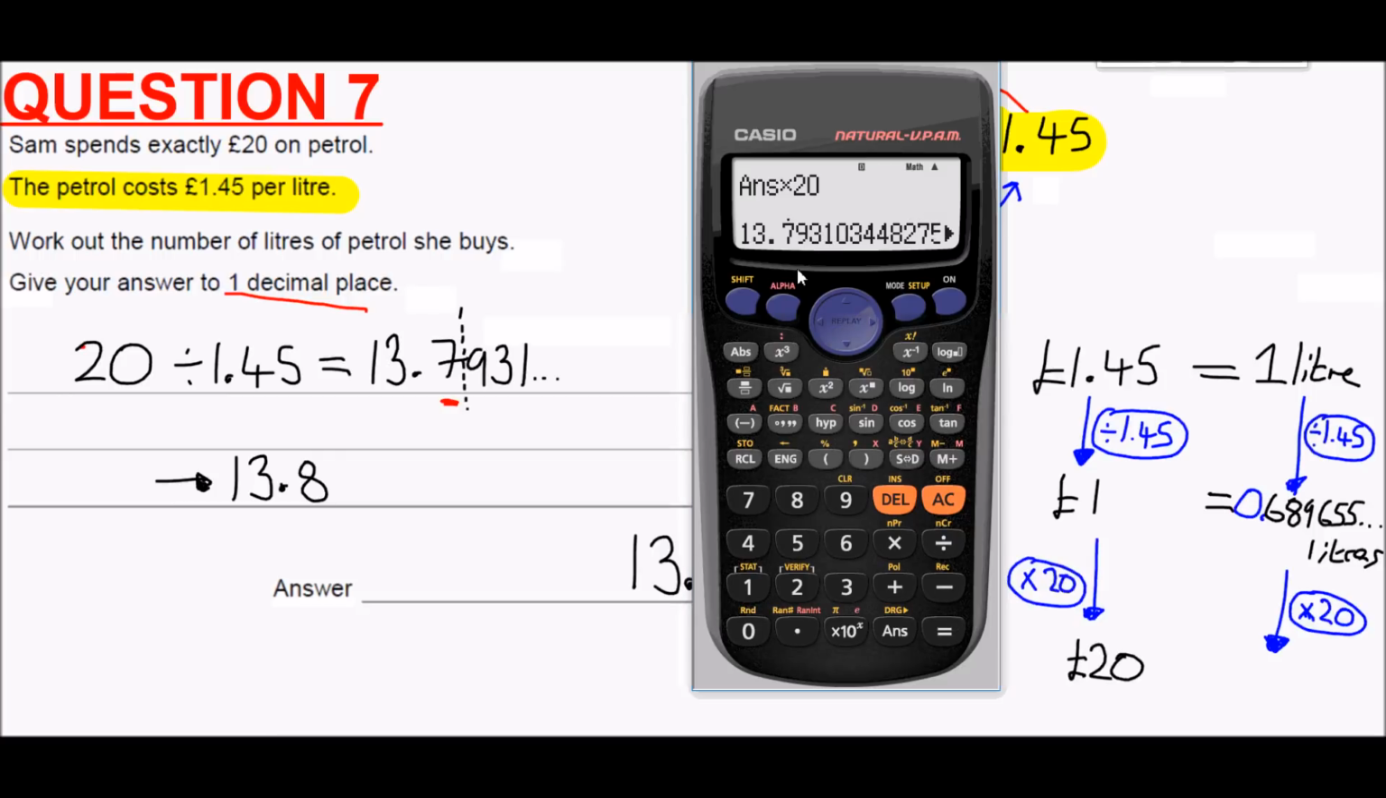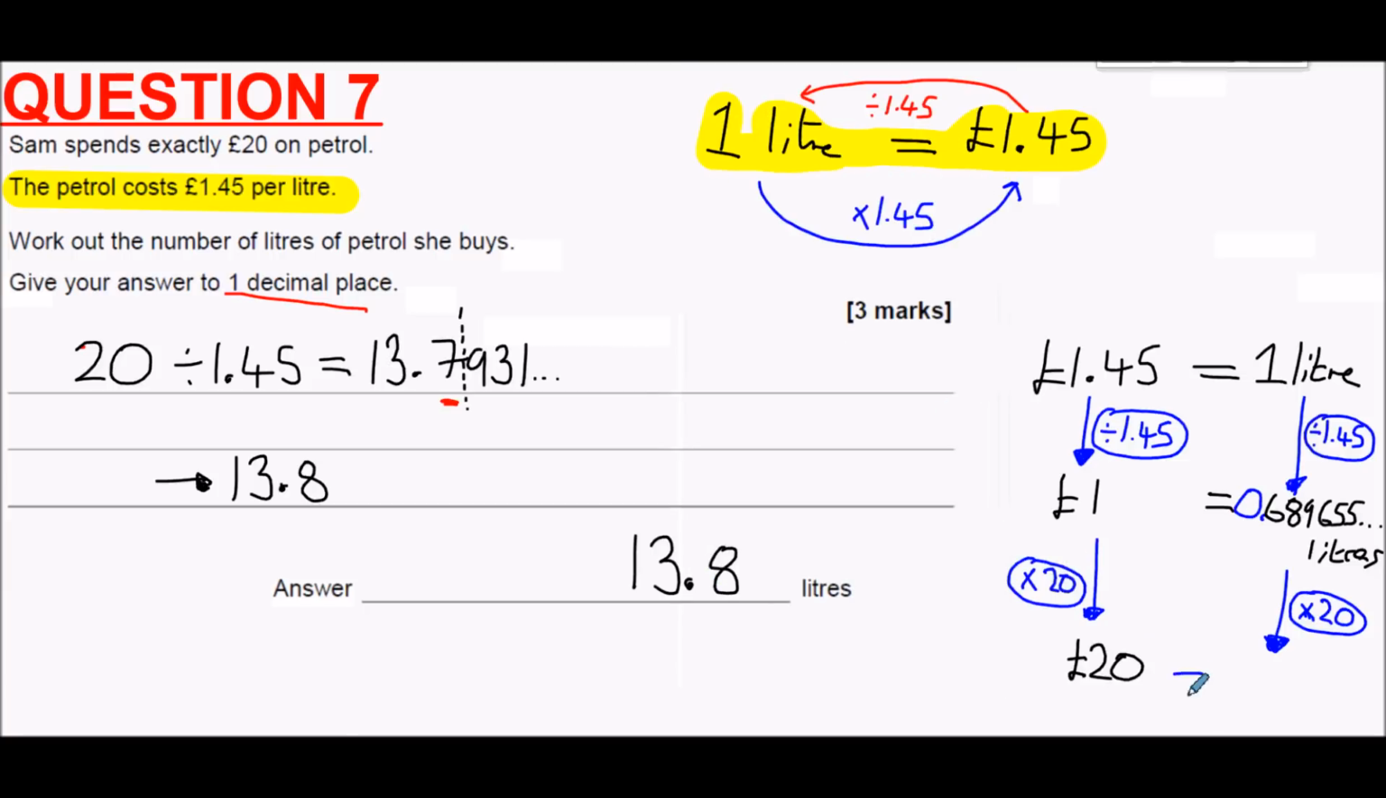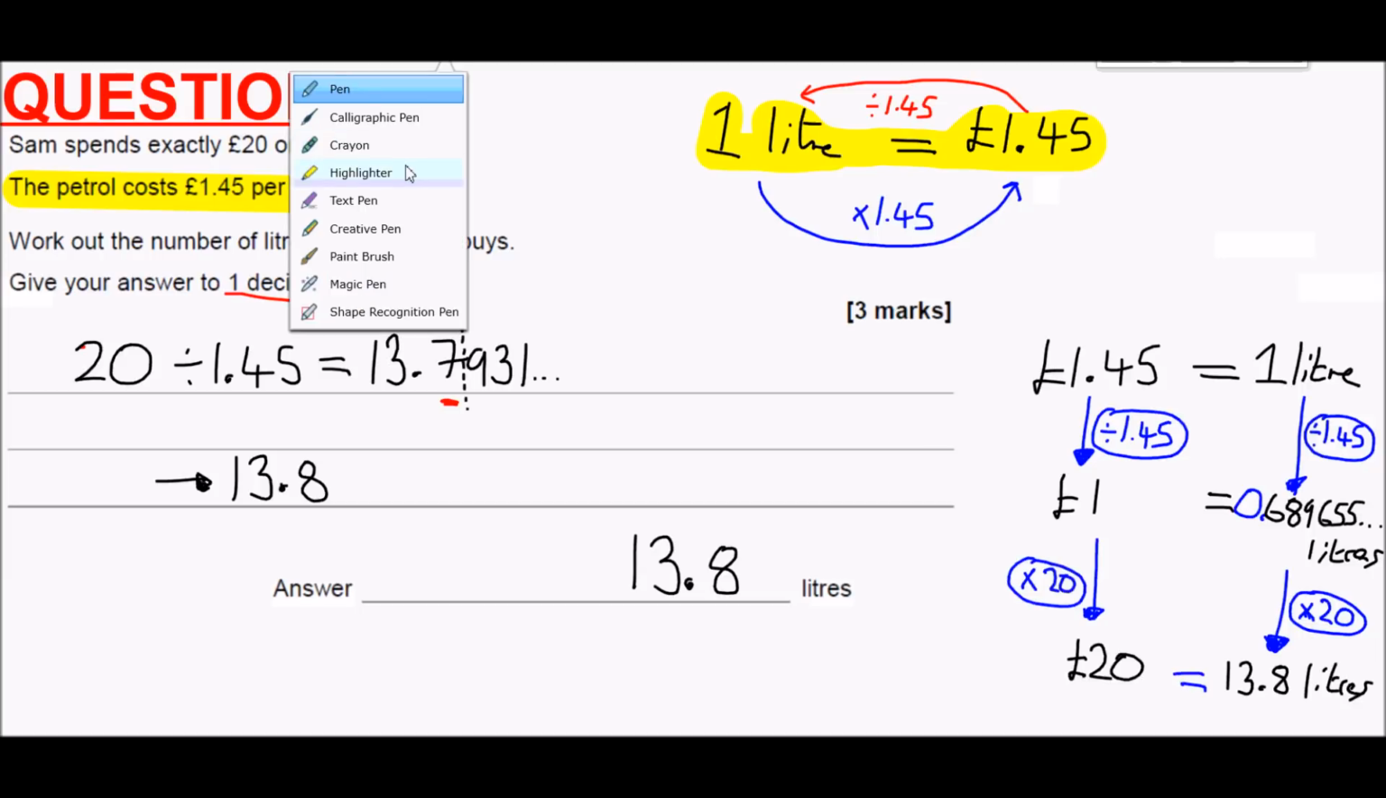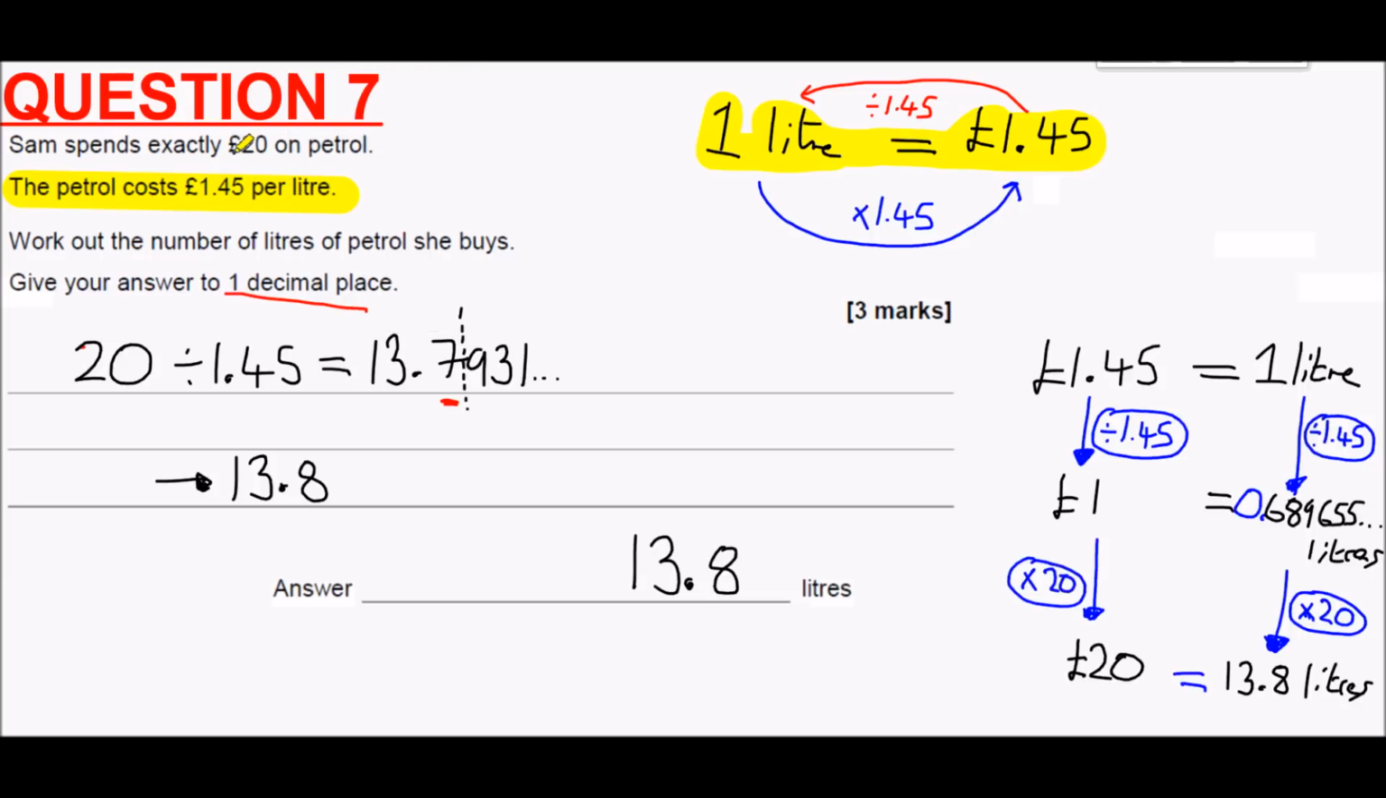And again, different method but same result. We'd get that for £20 to one decimal place, you'd get 13.8 litres. Different method. The second method I've just shown is a bit more long-winded, but if it makes more sense, feel free to use it. £20 is 13.8 litres, and that's our answer, whether you use the first method or this second one.